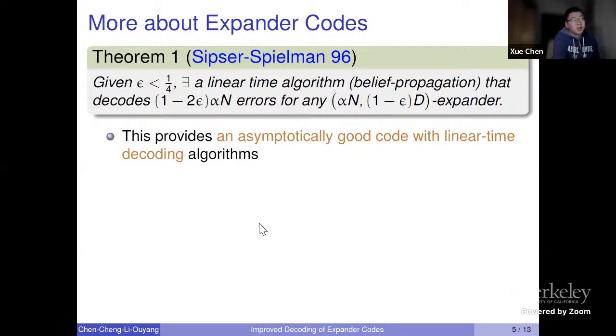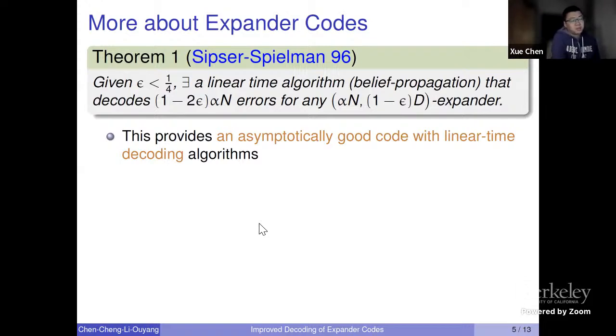So expander codes are, as mentioned earlier, famous for the ultra-efficient decoding algorithm. Similar work by Sipser and Spielman showed a linear time decoding algorithm called belief propagation. Basically, this algorithm can decode (1 - 2 epsilon) alpha n errors for any expander with these parameters. The size of the subset is alpha n, and the expansion is (1 - epsilon) d. So I want to say this provides an asymptotically good code with a linear time decoding algorithm.